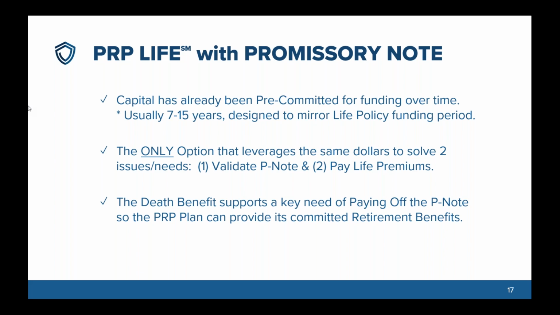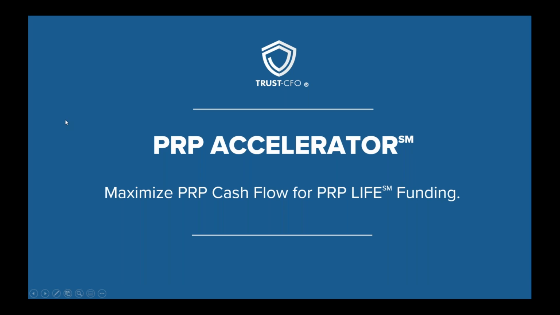So that is our promissory note, and I'm going to again take questions at the end, but we need to jump into round two. The PRP accelerator, because again, we're still after solving various different problems. The goal here is to maximize our PRP cash flow and then allow our clients to use some of those fundings, those newfound capitals for funding a life policy.